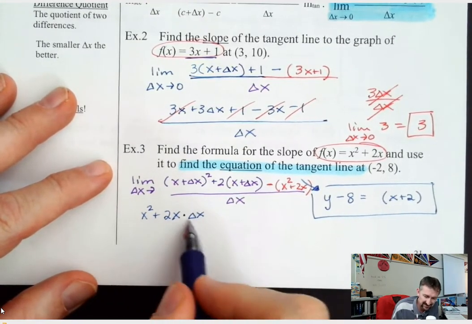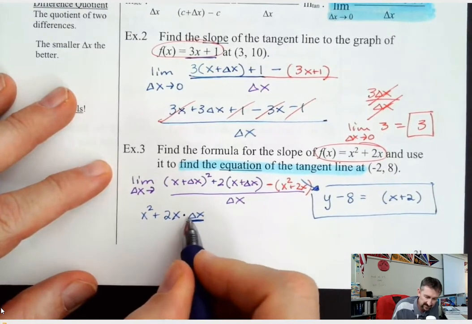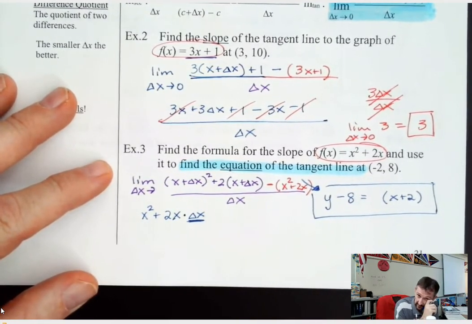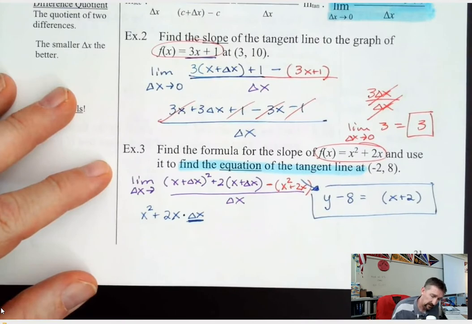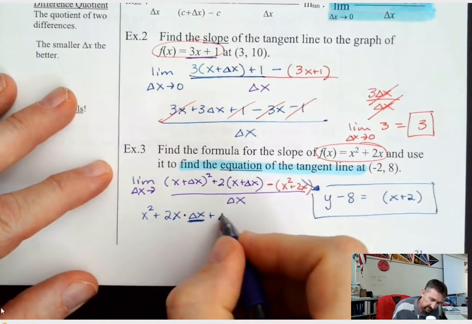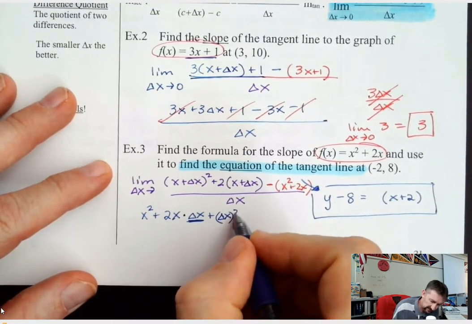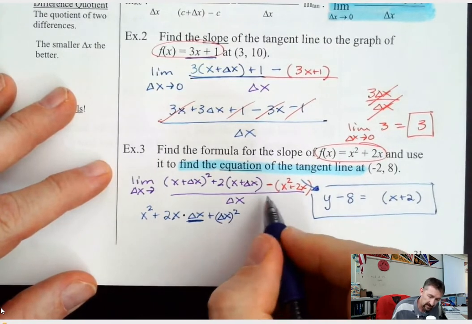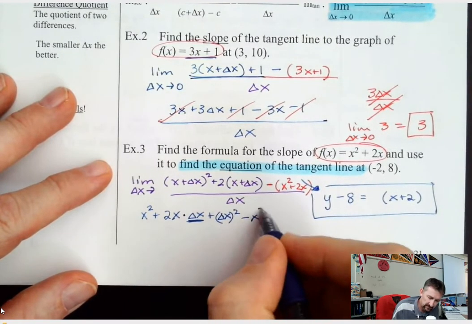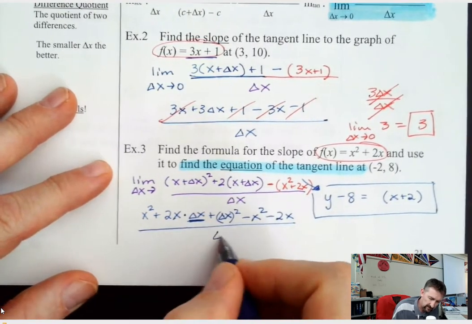These are different. Delta x is one thing. That's not delta times x. Delta x is its own variable, so don't try to combine those x's. And then here you're going to have plus delta x squared, but it's the whole thing, delta x squared, like that. Now you're going to subtract and distribute, so you're going to get minus x squared minus 2x. And all that's over delta x.